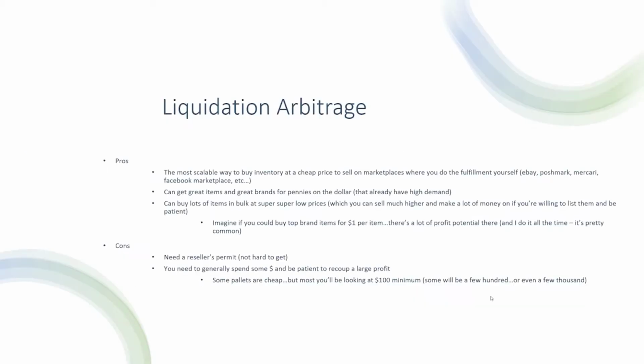Now, some of the pros here with liquidation arbitrage are that it's more scalable, right? So it's a more scalable way to buy inventory at a cheap price to sell on those same marketplaces that we've been covering where you do the fulfillment, right? And you can get great items and great brands for pennies on the dollar that already have high demand, right? So you don't have to manufacture the demand and you don't have to go out there and promote them or anything like that. People are already searching for these brands a lot of times and they already kind of sell automatically.